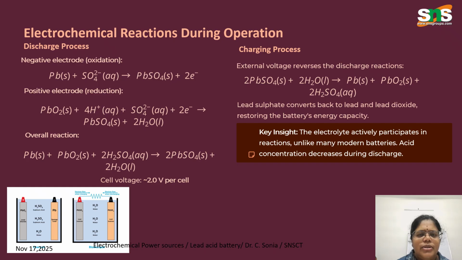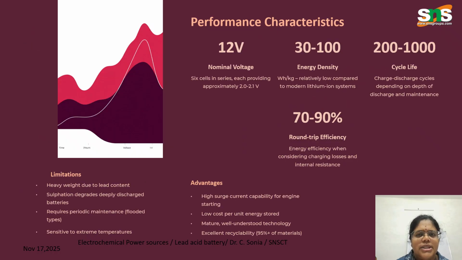The charging process is where the external voltage reverses the discharge reaction. So this charging reaction is exactly opposite to that of the discharge reaction. The lead sulfate converts back to lead and lead oxide, restoring the battery's energy capacity. The key insight here is that the electrolyte actively participates in the reaction, unlike many modern batteries; acid concentration decreases during the discharge.